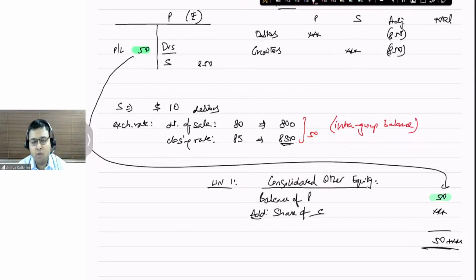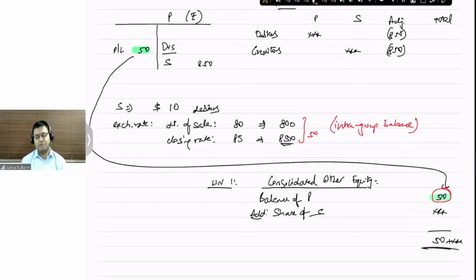When I do the consolidation, I start with the balance of P. To that, I will add the share of the subsidiary. The balance of P will include the 50 rupees foreign currency gain which was taken to the P&L of P in its standalone financials. My question to you is, should this 50 continue or should it be eliminated? Think and give the answer.